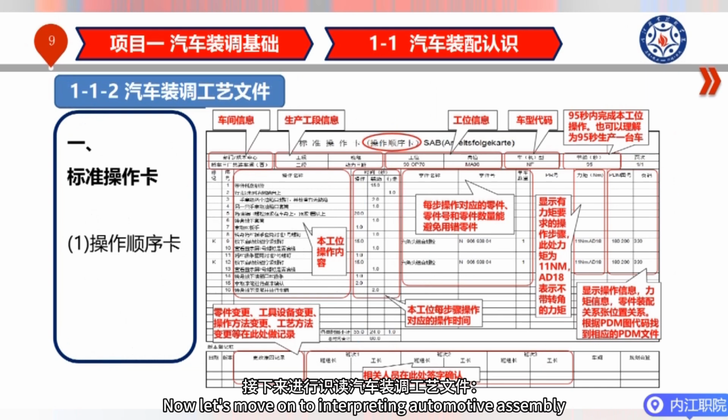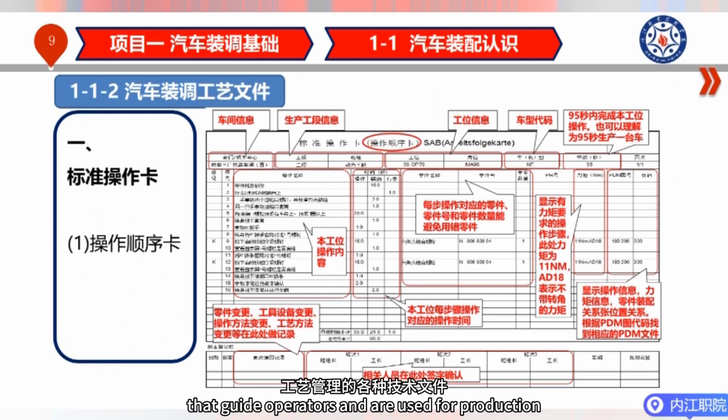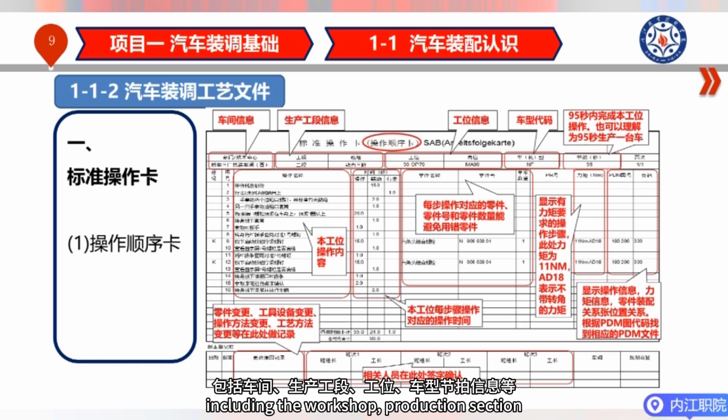Now let's move on to interpreting automotive assembly and adjustment process documentation. These are various technical documents that guide operators and are used for production and process management. First is the standard operating card. This is the operation sequence card, including the workshop, production section, workstation, automobile model, and takt time.